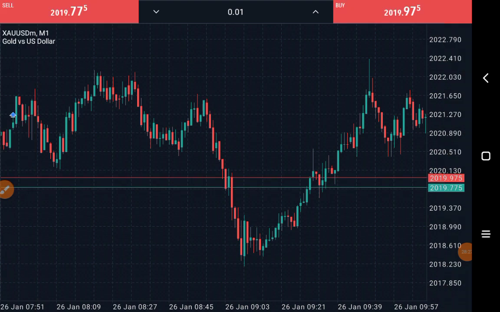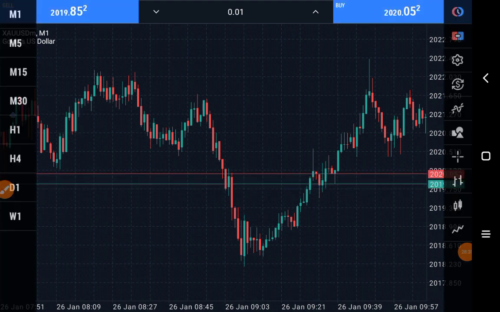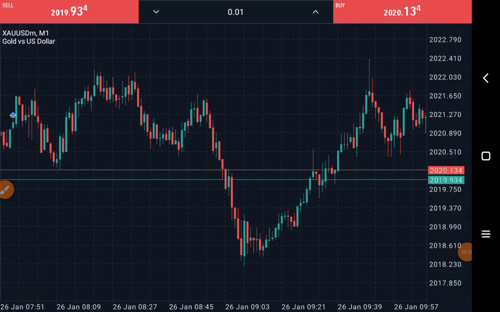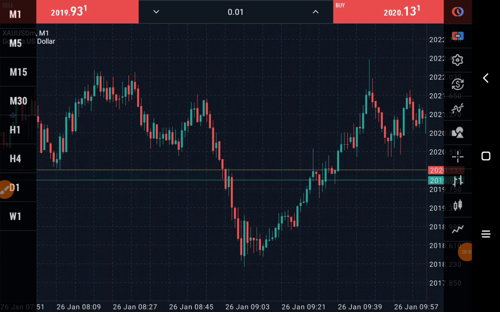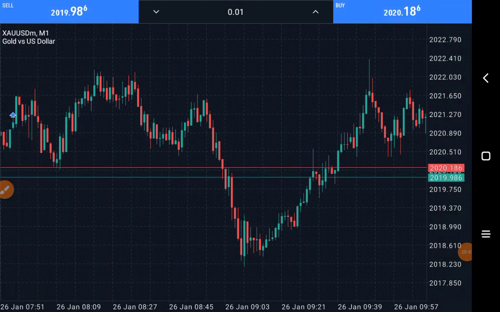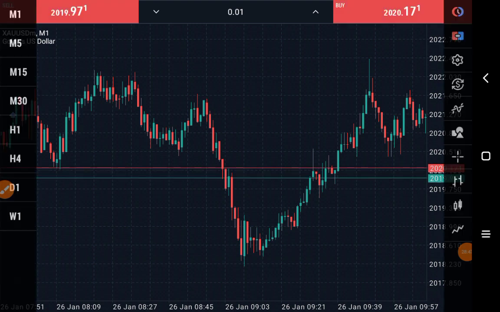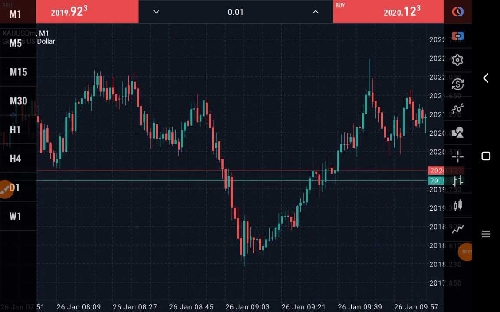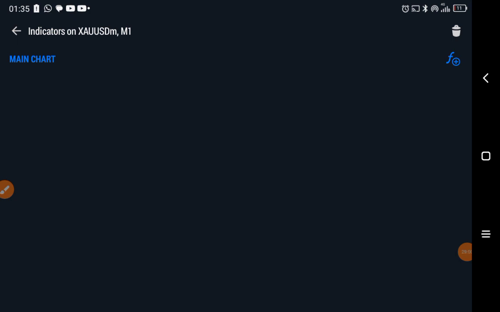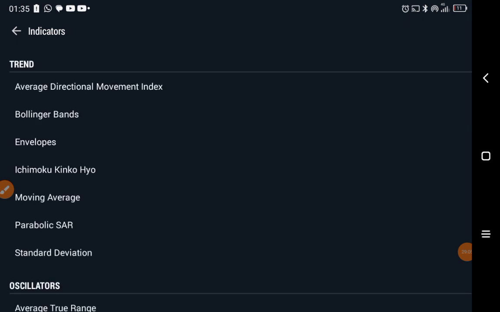Now you see this settings icon, by the right side of the screen. You see this dollar icon that is circled. Now you see this one that looks almost like a snake, like a zigzag or an N icon. So click on it. When you click on it, you want to add indicators. So you click on this F plus. These are the list of the indicators we have.